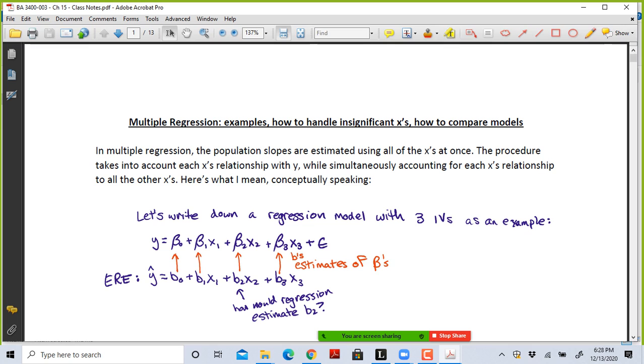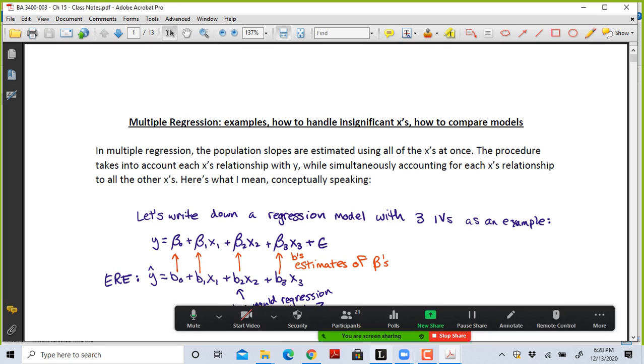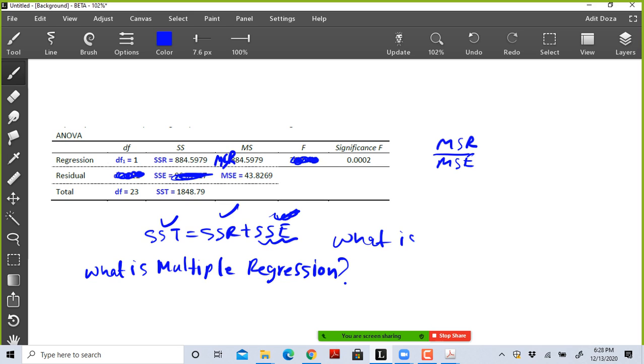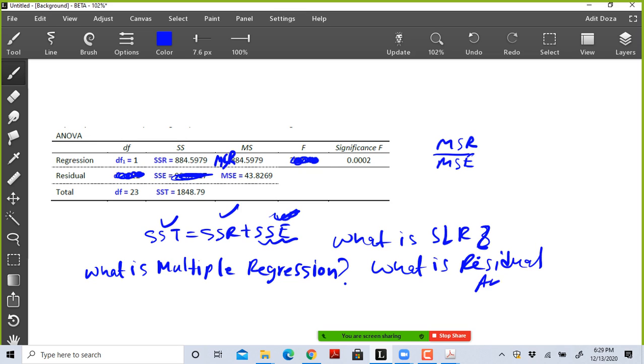Now let's come back to the notes. I can ask you, what is multiple regression? You guys need to know what a multiple regression is, right? Or what is simple linear regression, SLR? I mean, writing in short form basically, or what is residual analysis? So this kind of question will come. You need to study these notes. The exam is 1 week later, so you have some time to read.